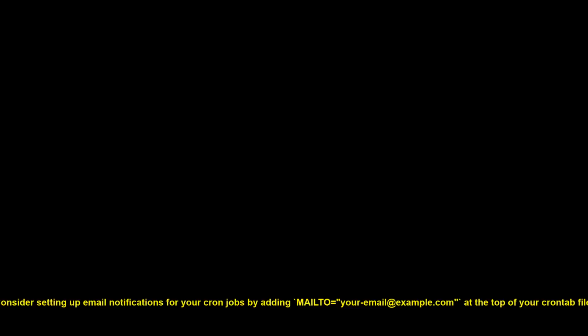To ensure your cron jobs run smoothly, check the cron logs by looking at /var/log/syslog or /var/log/cron. This can help you troubleshoot any issues that may arise. Consider setting up email notifications for your cron jobs by adding MAILTO=your-email@example.com at the top of your crontab file. Now, your Linux VPS is ready for automated task execution with cron jobs.